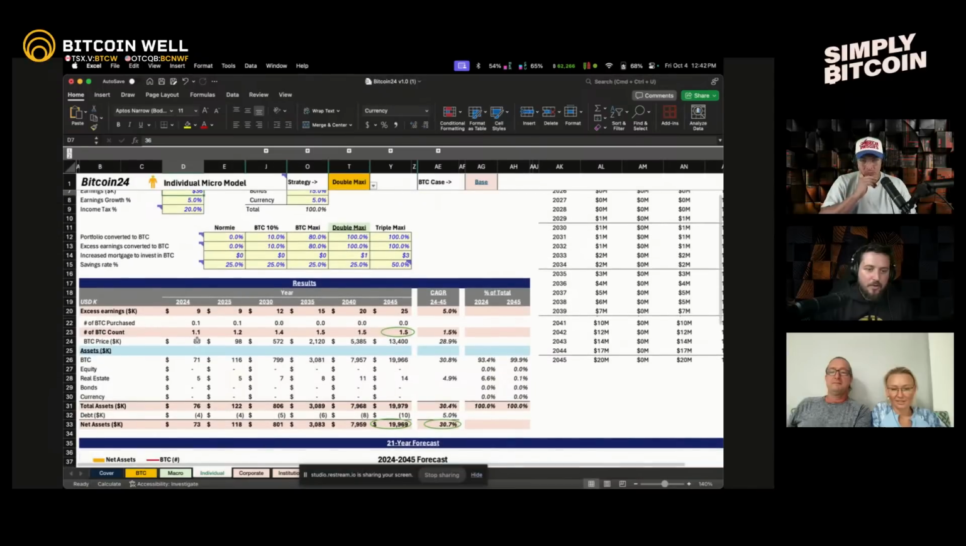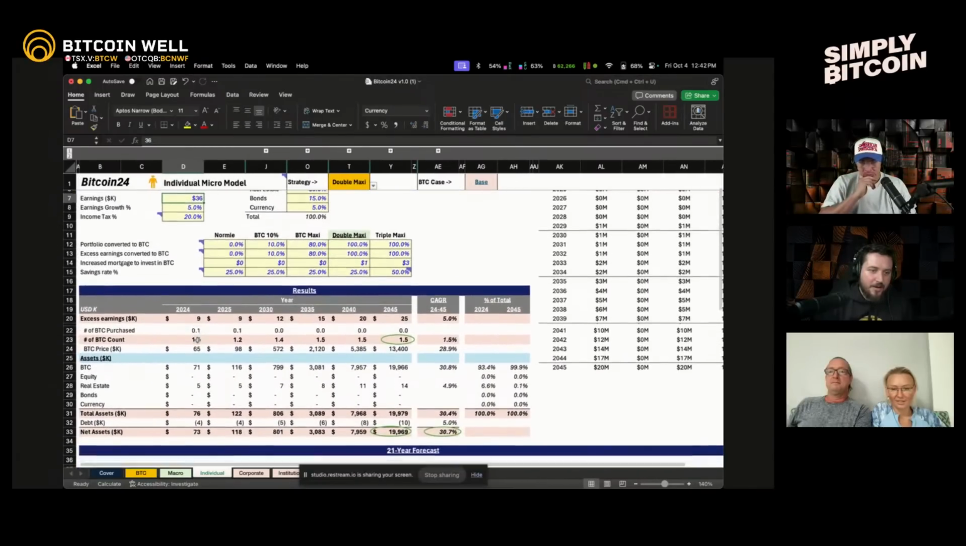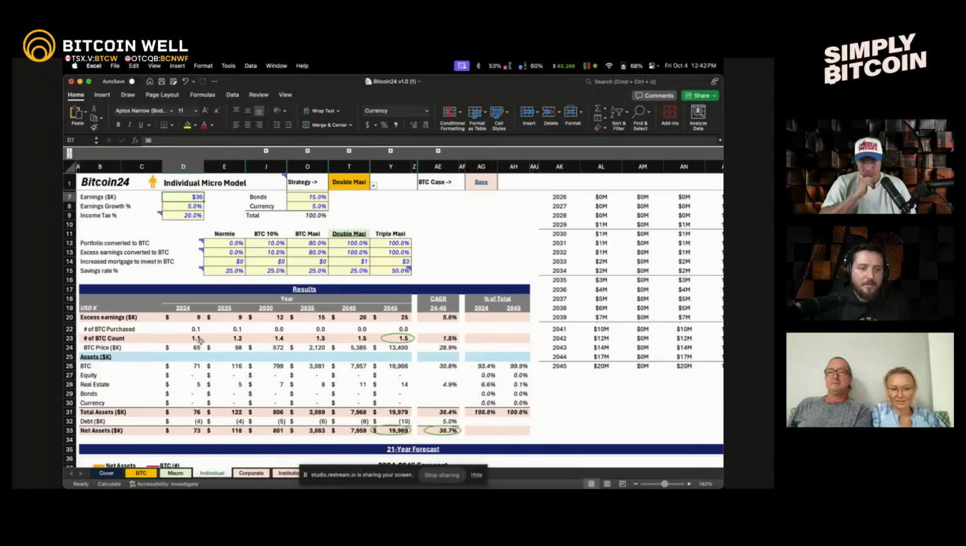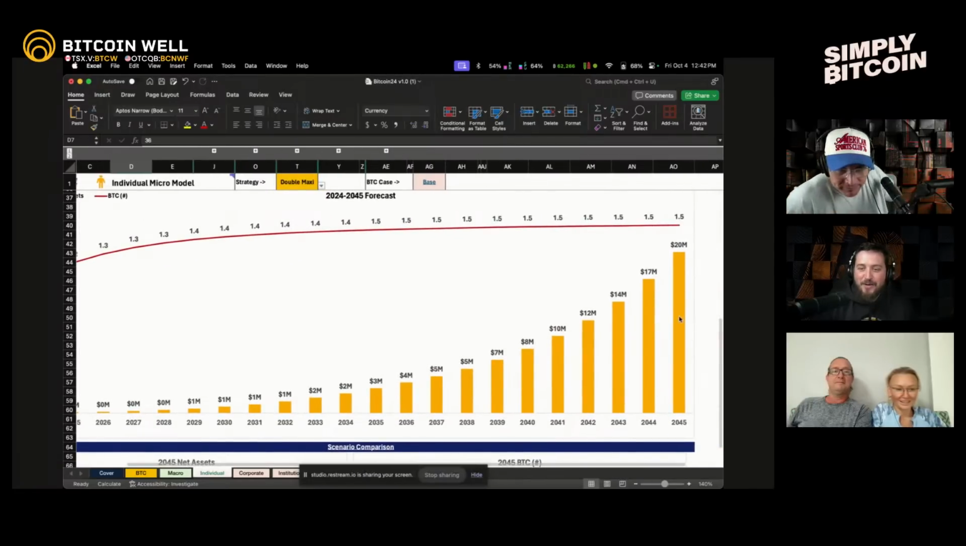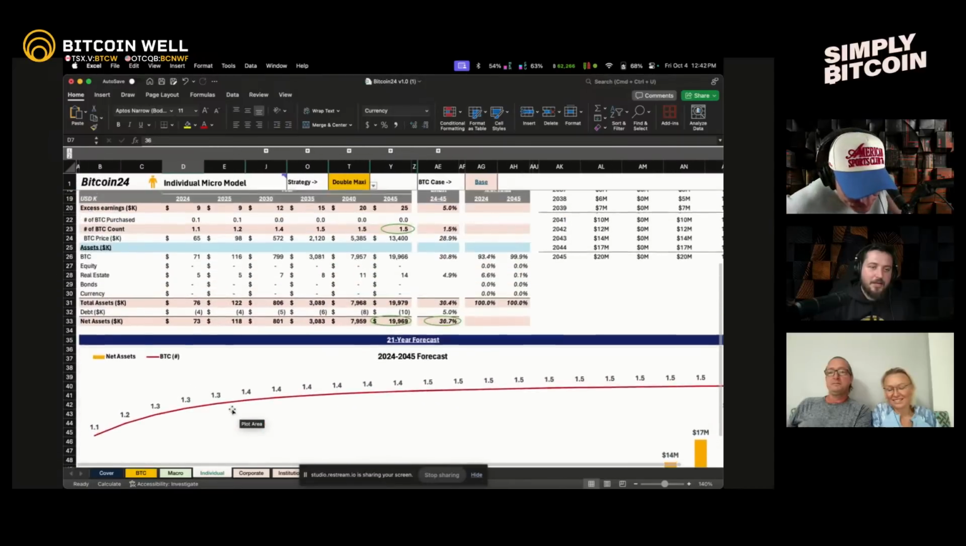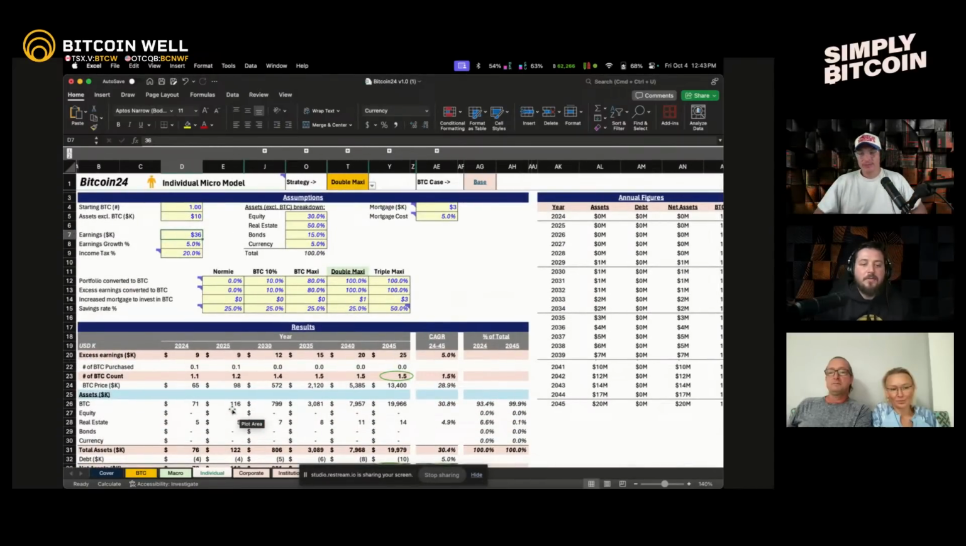So this person would have 1.1 Bitcoin if they did that for a year. By 2030, they would have 1.4 Bitcoin. And by the year 2045, they would have 1.5 Bitcoin. Now, their net assets, holy shit, they would be worth $20 million. Let's go. By 2045. And by 2031, it would be implied that they would be worth $1 million, which perfectly correlates with the $1 million prediction by 2030, which is what a lot of people are anticipating.